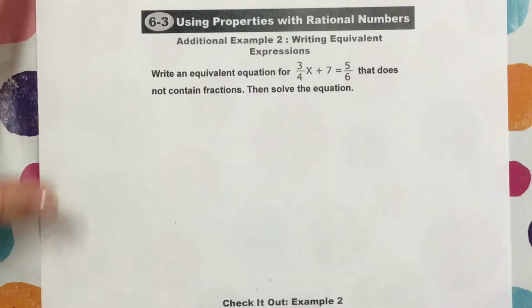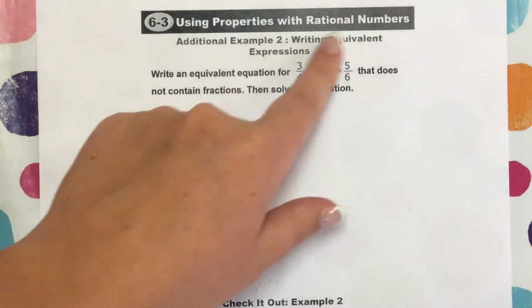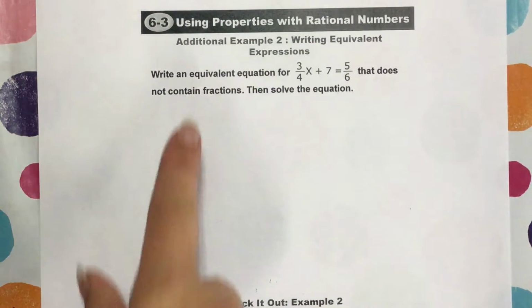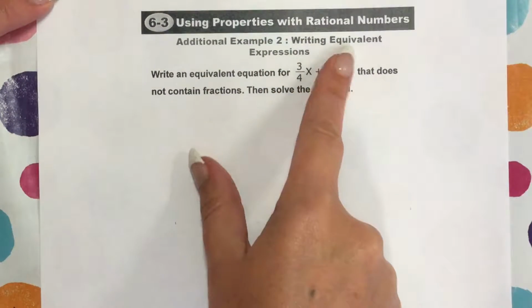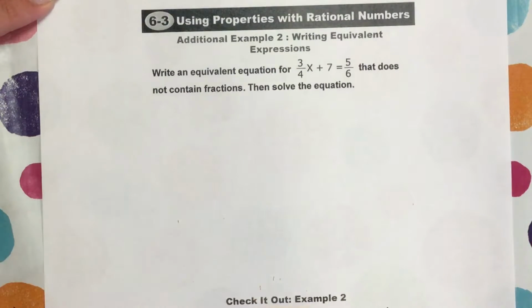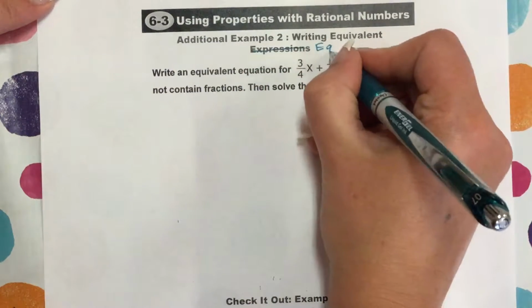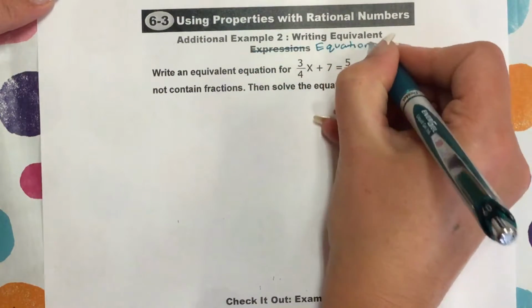Hello, hello, hello. We are back with Chapter 6, Lesson 3, Using Properties with Rational Numbers. So for example 2, we're going to be writing equivalent expressions, but it's actually equivalent equations. So I'm going to cross that out and write equations. So I want you to go ahead and do that as well.